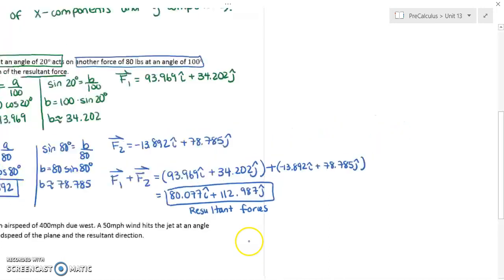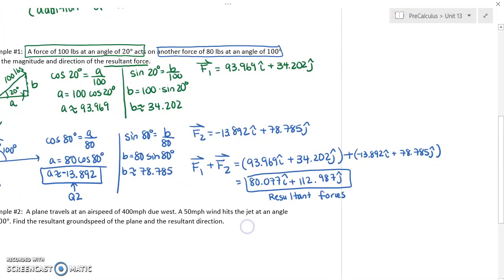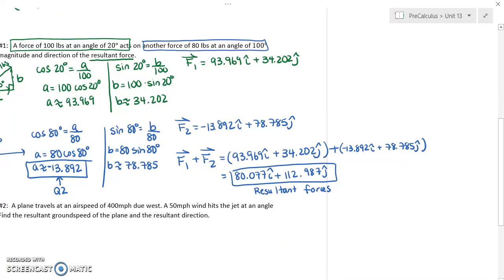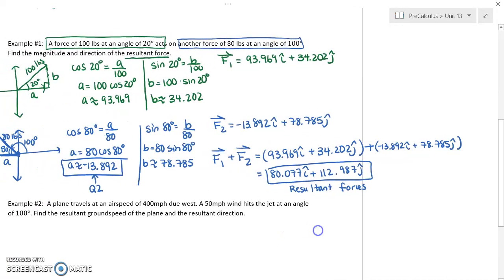All right. Now, they wanted the magnitude and the direction of this resultant force. So we're going to do what we did yesterday and solve for magnitude and solve for direction. Okay, so I'm going to take that resultant force and find the magnitude and direction.